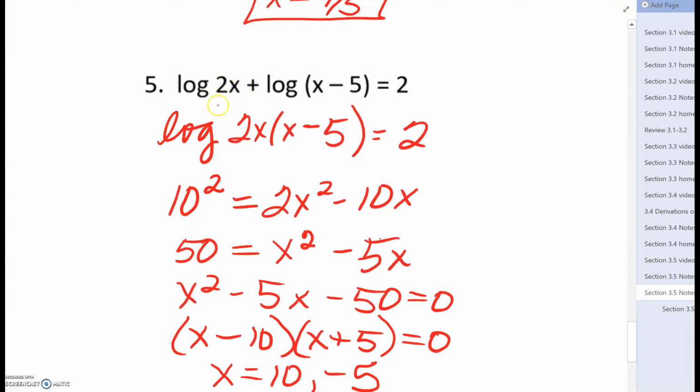-5 causes a problem up here. If you plug it back in, that's extraneous. 10's the only solution. And we are finished. You should be able to do the rest of the homework problems now. And that completes Chapter 5.